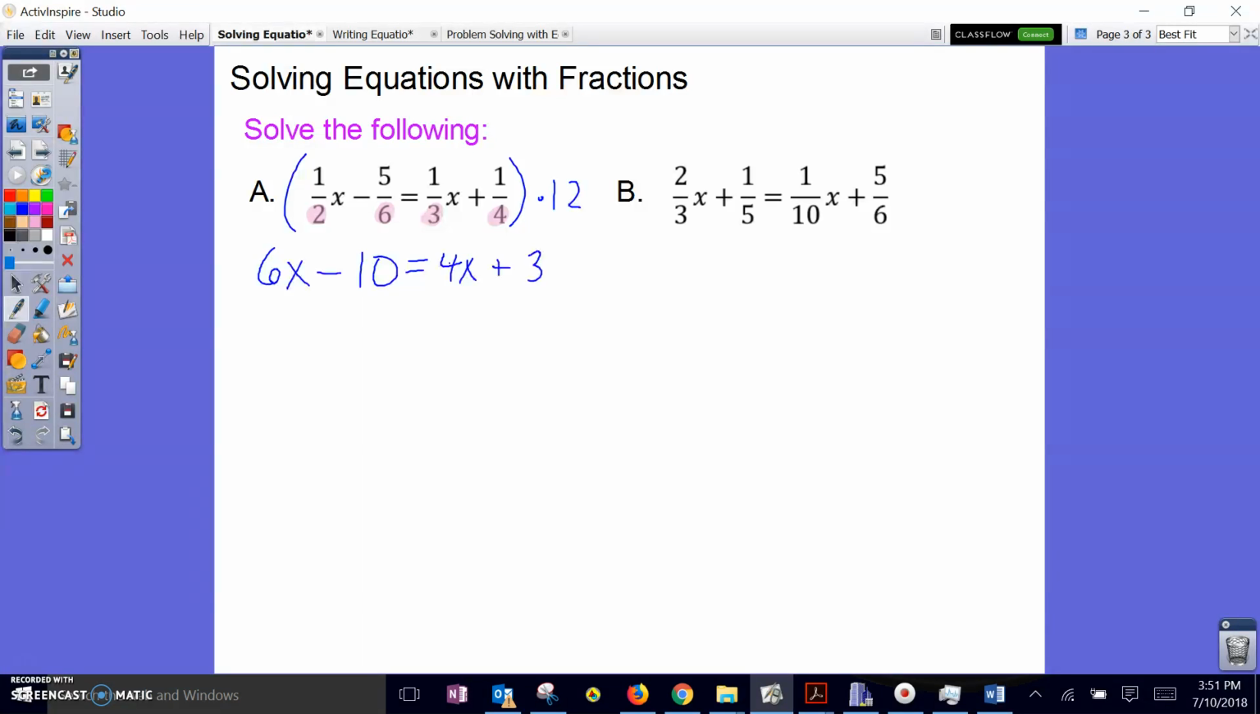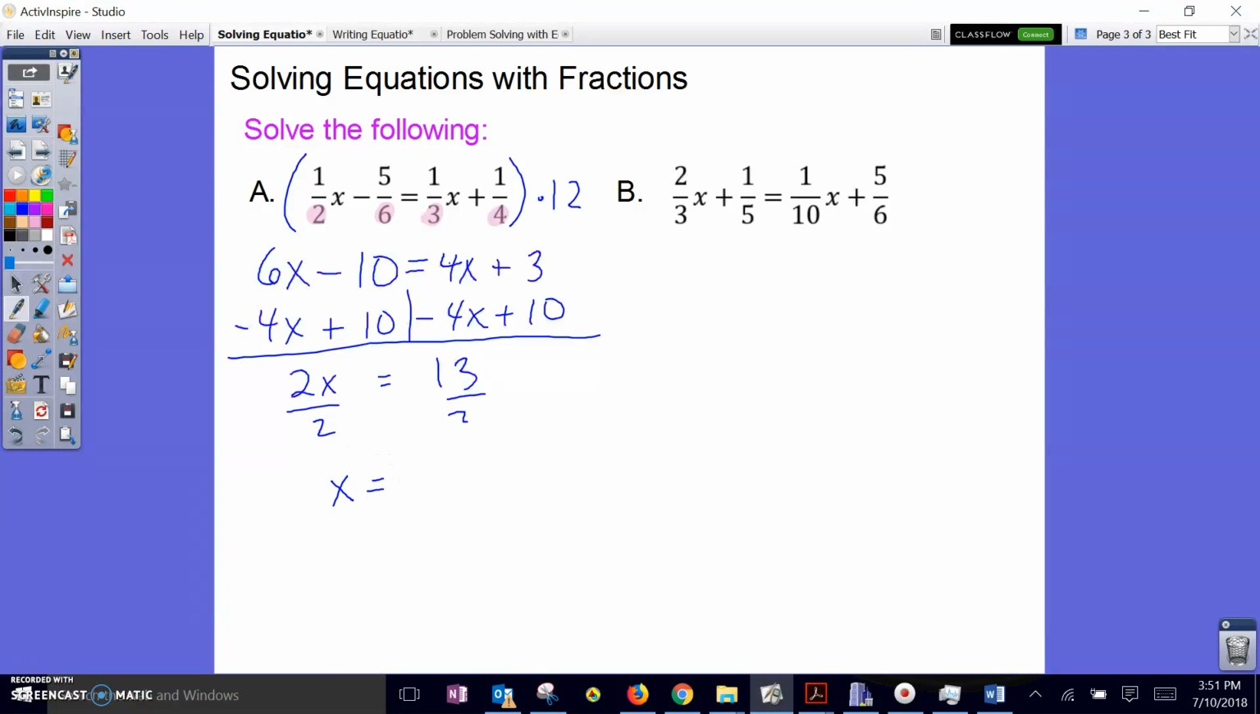And now we have an equation that we can just go ahead and solve without worrying about fractions. We'll subtract 4x from both sides. We'll add 10 to both sides. And we end up with 2x equals 13. And divide both sides by 2. And we get x equals 13 over 2. Okay.